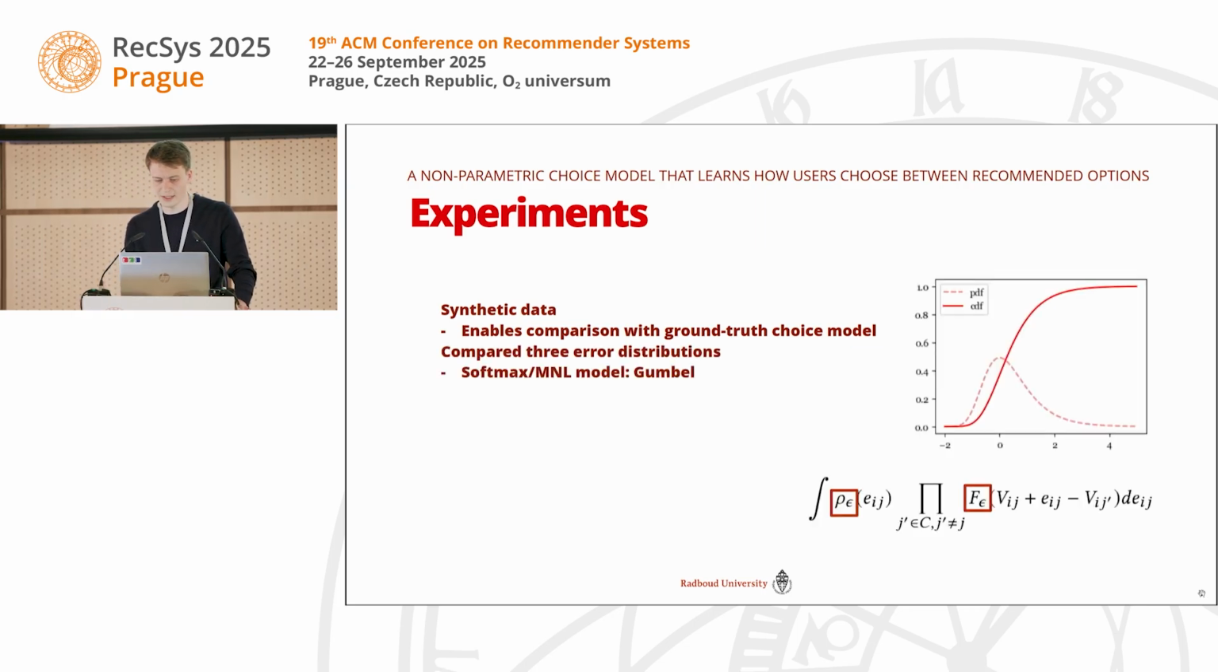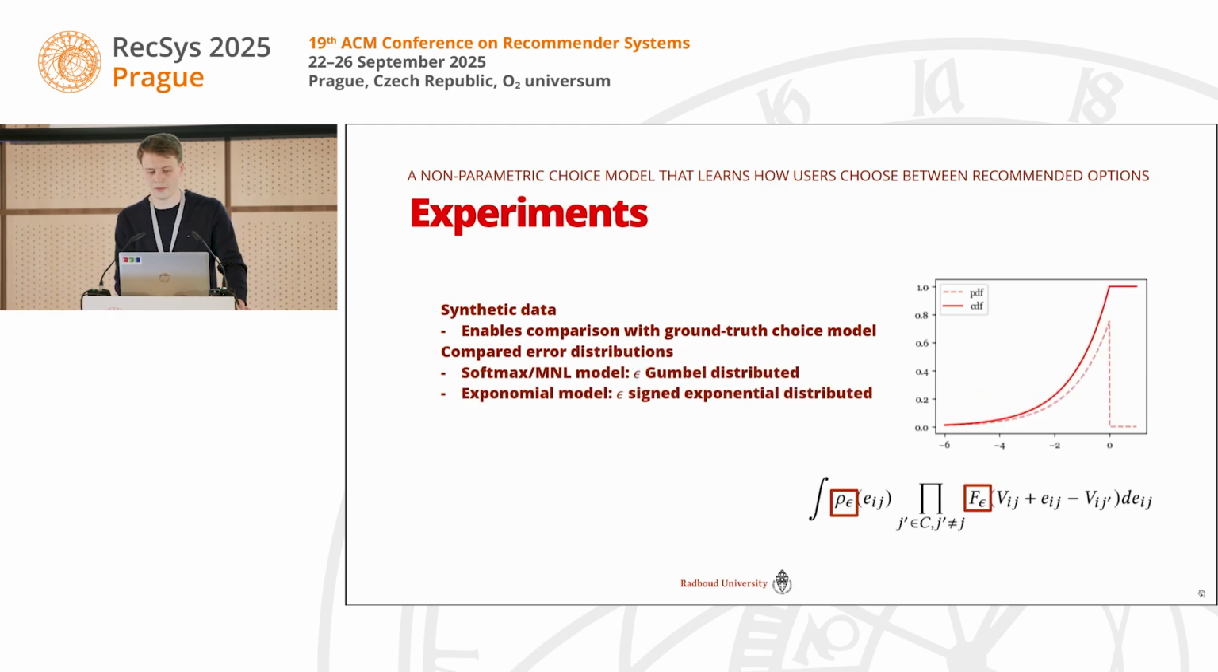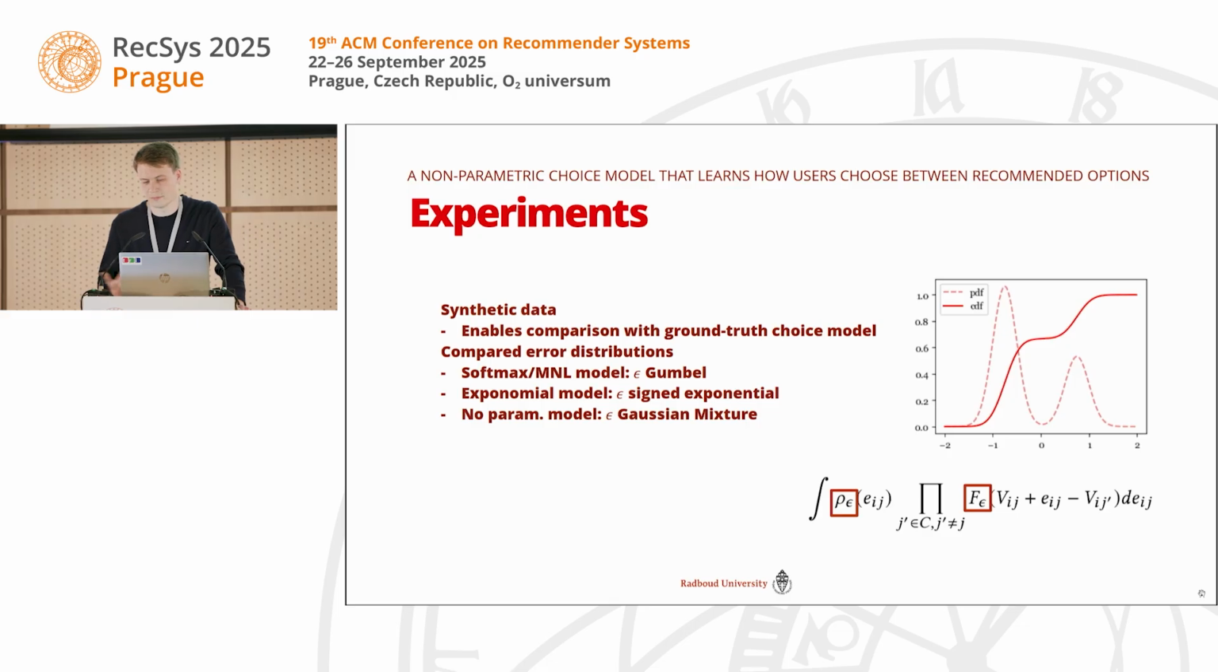The first one under softmax with a Gumbel distribution. The second one under an exponomial model with an exponential distribution. And the third one under a Gaussian mixture distribution. There is no model for this because in reality, we also don't assume that users choose exactly like a softmax or any other model. So it could be anything.